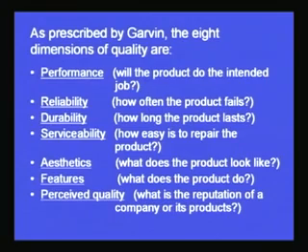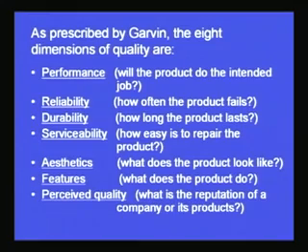So, as prescribed by Garvin, the 8 dimensions of quality are: performance. Will the product do the intended job for which it has been bought or designed? The designer designs the product for a particular intended function, and the customer buys the product for performing some job. So we can say the performance is good if the product does the intended job satisfactorily, or the performance can be poor if the product is not able to do the intended job satisfactorily. It is very clearly mentioned on your screen.